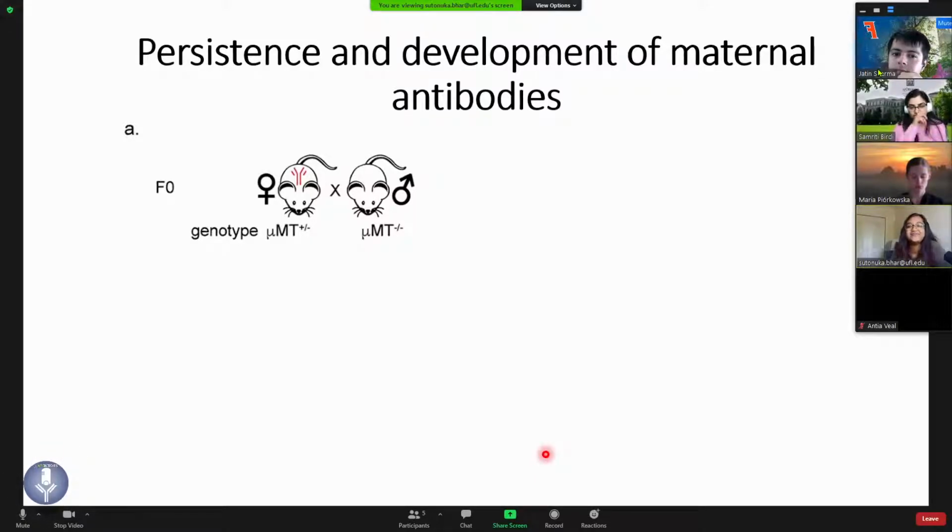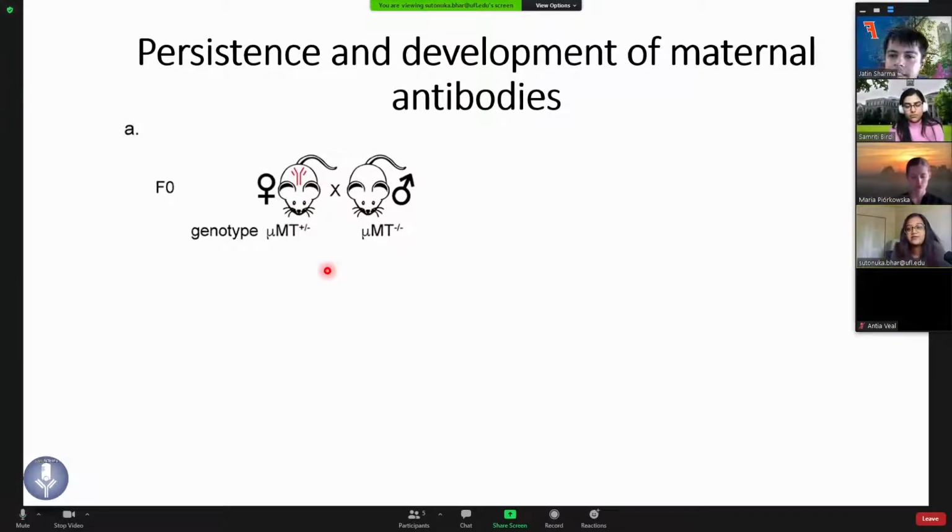Diving into the experiments now, there are two things to keep in mind before we go into the protocol of this article. There's lots of genetics, but the two things to keep in mind for every experiment: mu-empty knockout mice, which is this one, lack mature B cells. So you can see there's no antibody drawn on the mouse over here. Mu-empty knockout mice won't have any mature B cells, but mu-empty normal mice will have mature B cells.